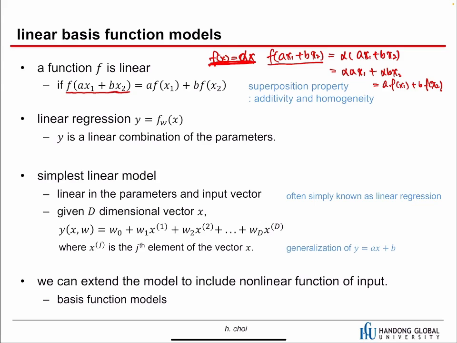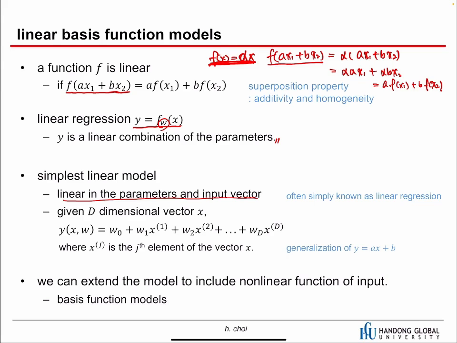Okay, and linear regression is based on the linear function, this. And y is a linear combination of the parameters. So when we talk about linear regression, usually in the definitions, this function is a linear function of the parameters. Okay, in this case, we have parameter w. And the simplest linear model is a linear function of parameters and input vectors. Okay, this is the simplest linear model.